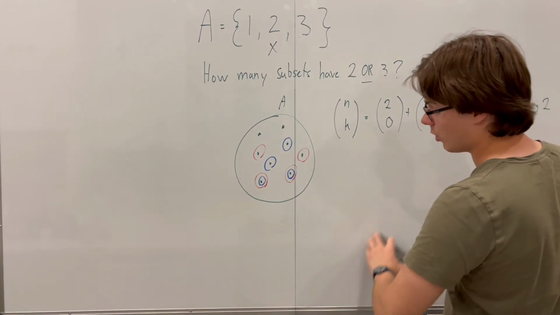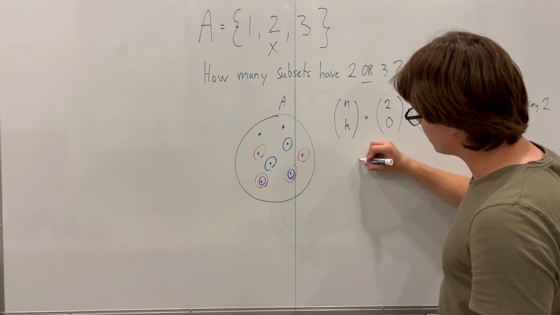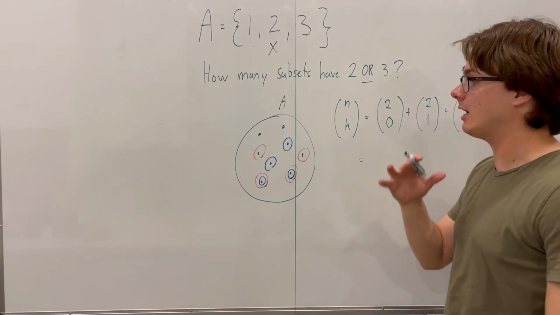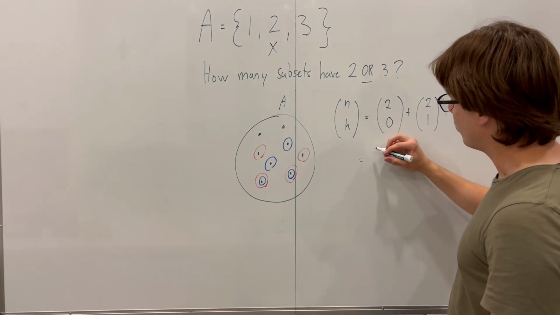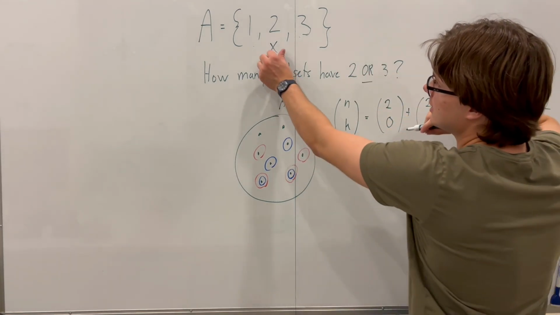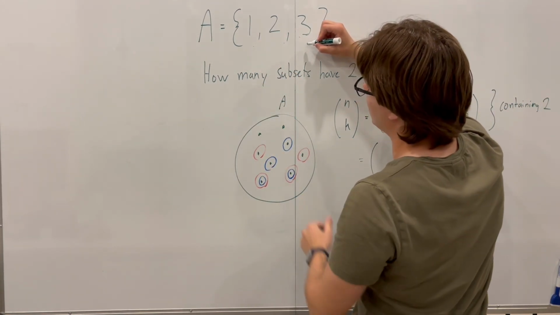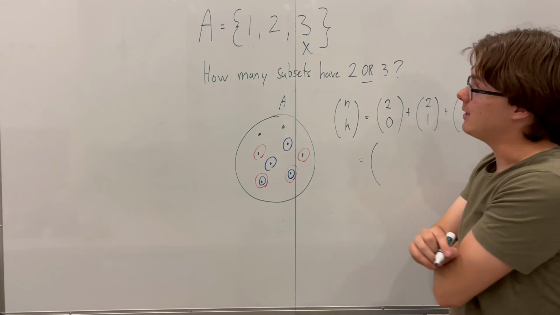Okay, now let's do our next half. Next, we're going to compute all of the sets containing only 3. So, what is that going to look like? Well, that's going to look very similar to what we've done with 2, right? We're just going to fix the 3 instead this time.